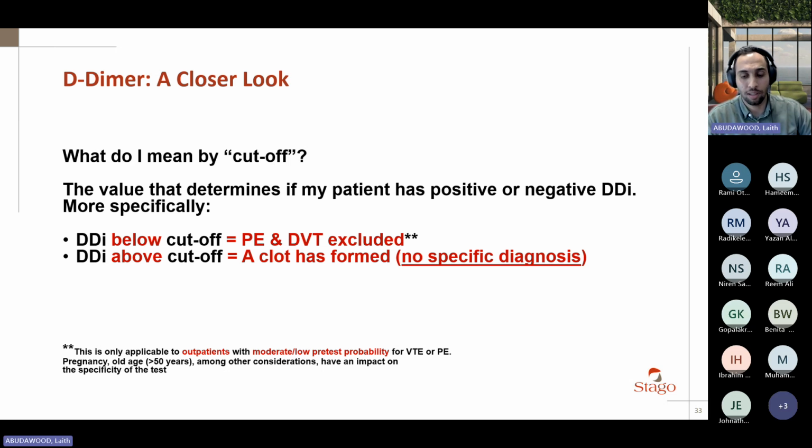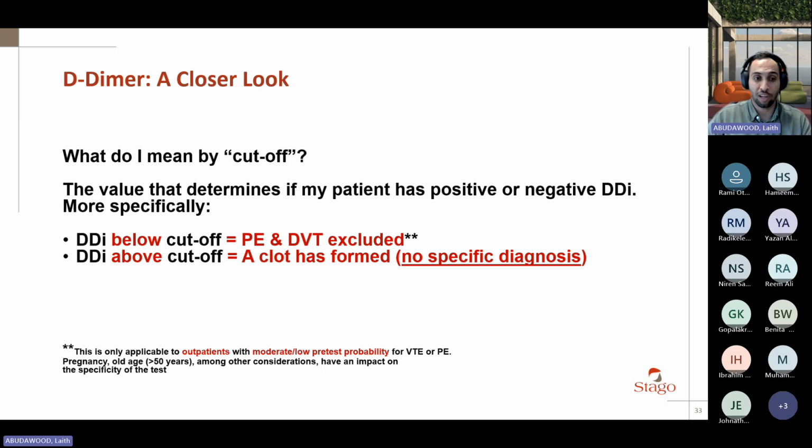In this case, the cutoff is determined by the manufacturer. For example, for our assay, the cutoff is 0.5 microgram per ml. I call it a cutoff because anything below the cutoff, I can say this is negative D-dimer, and anything above the cutoff, I can say this is positive D-dimer. So D-dimer below the cutoff, in our case, means PE and DVT can be excluded. Remember, if it's an outpatient with low to moderate pre-test probability score.